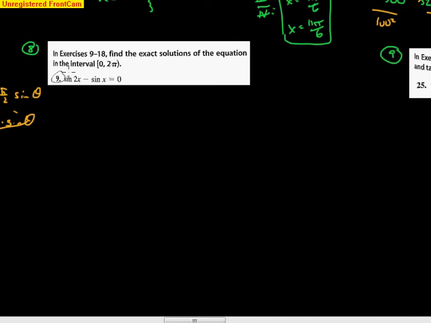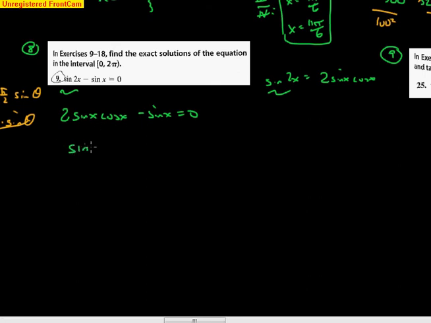And I know how because I know my double angle formulas. The sine of 2x is 2 sine x cosine x. So I can substitute in for the sine of 2x this 2 sine x cosine x: 2 sine x cosine x minus sine x equals 0. And now this is a situation where I have a common factor of sine x.